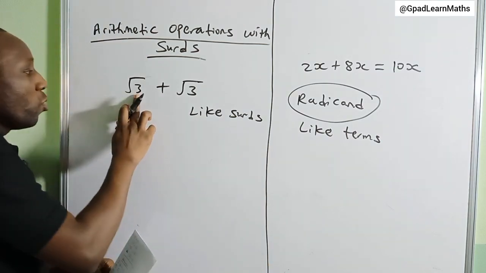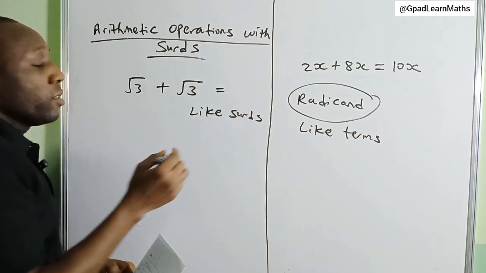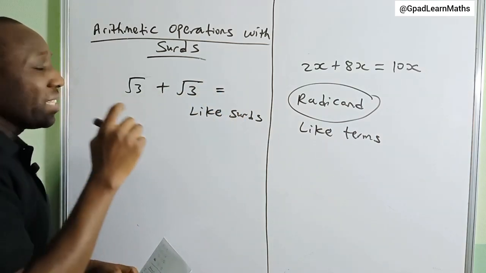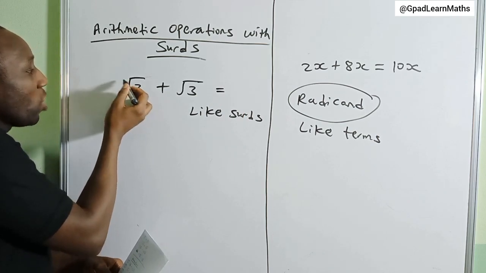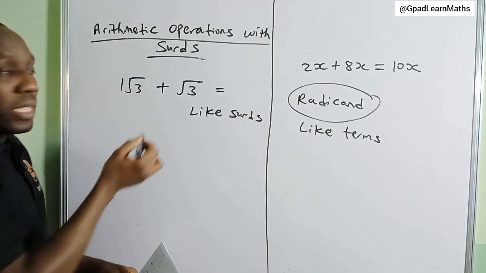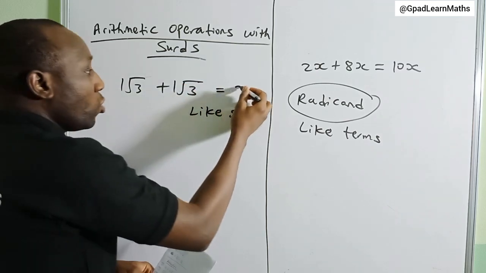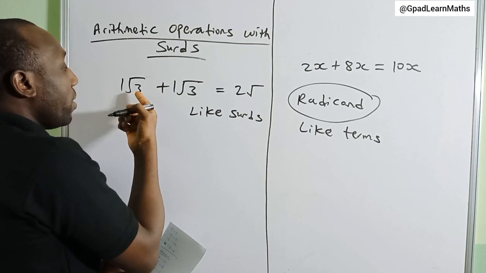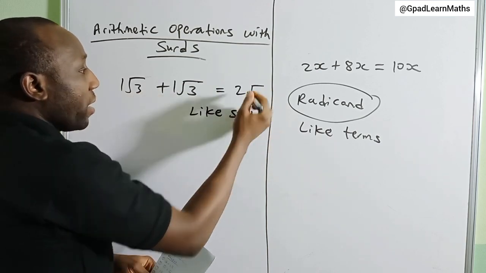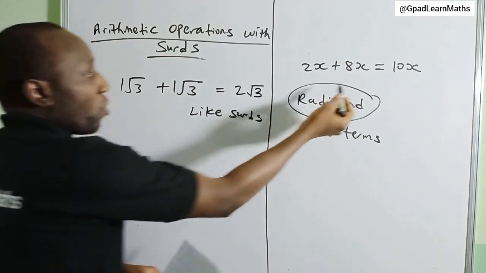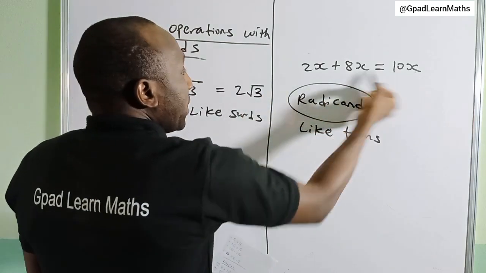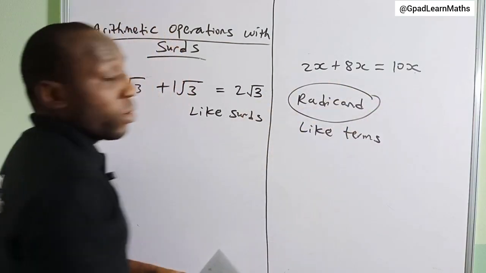For example, root 3 plus root 3 is going to be what? The way you add here is that you look at the coefficient. Though it's not written, the coefficient of root 3 here is 1, same as here. So when you add 1 plus 1, it gives you 2. So this is 2 root 3. You maintain the common surd that they have, which is surd 3, just as x was maintained, then we just added the coefficients, giving us 10x.